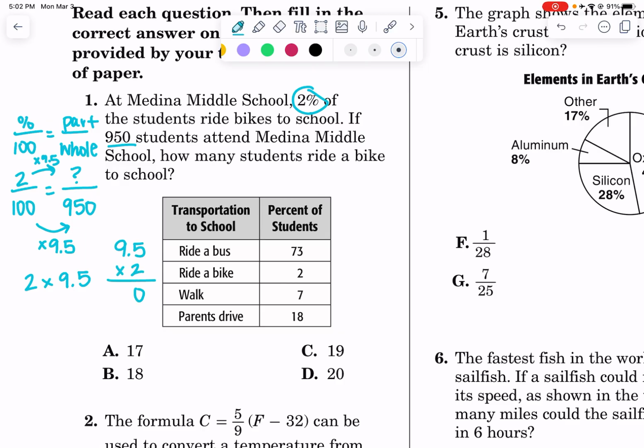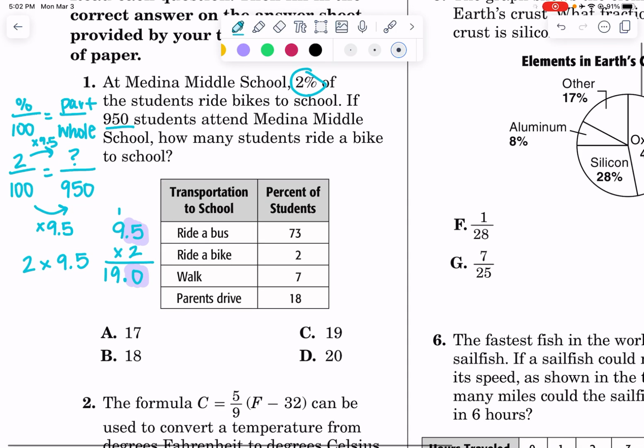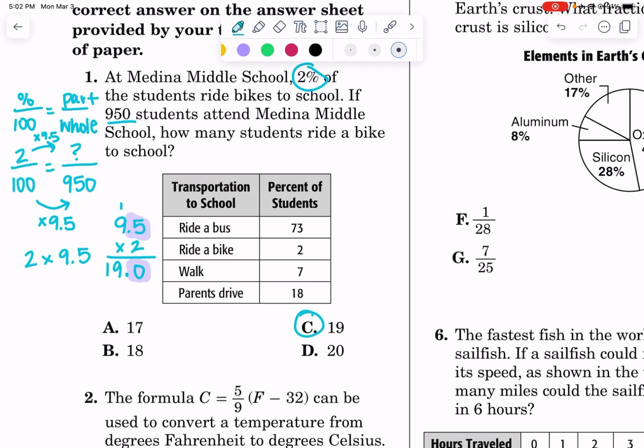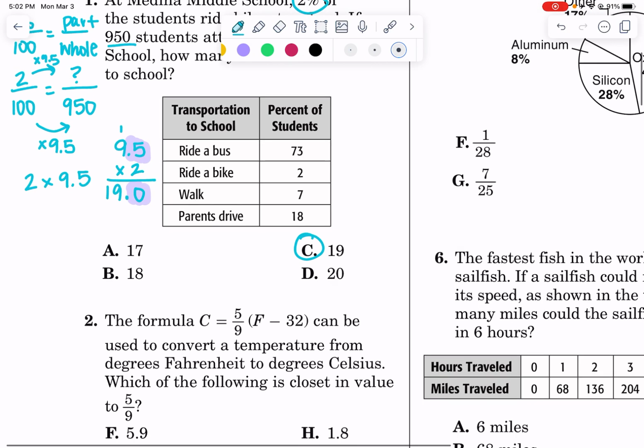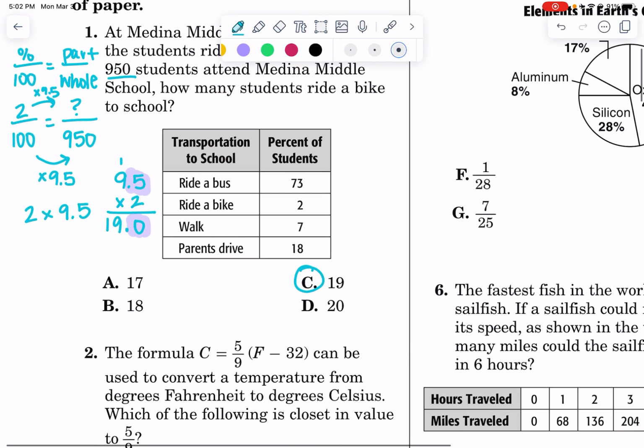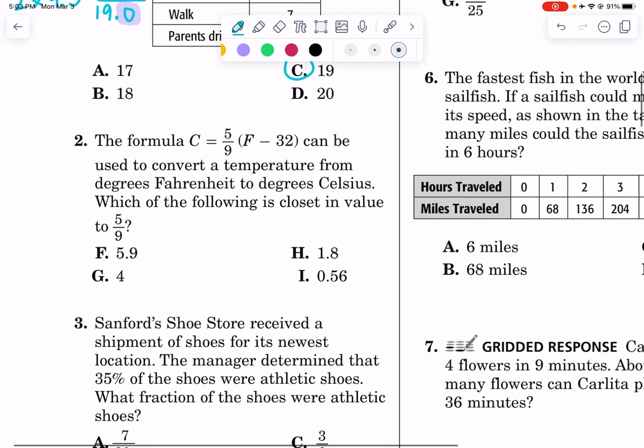2 times 5 is 10. 2 times 9 is 18, plus 1 is 19. So we have 1 digit behind the decimal in the problem, and we need 1 digit behind the decimal in the answer. 19 students ride their bike to school. That's answer C. All the answers were pretty close to there, so I did have to solve that to answer that one.